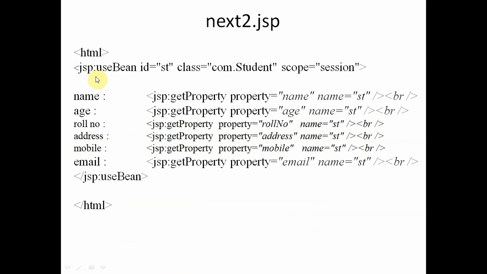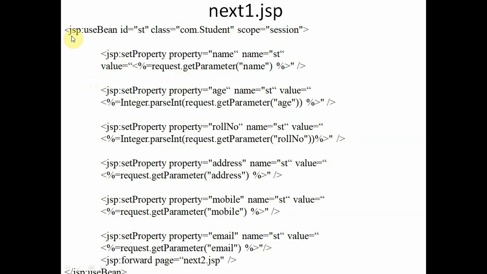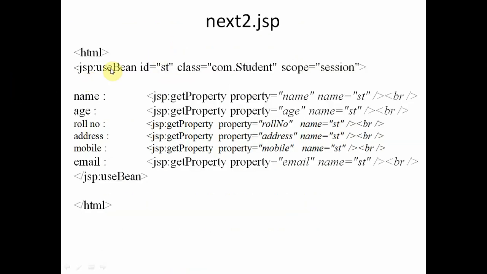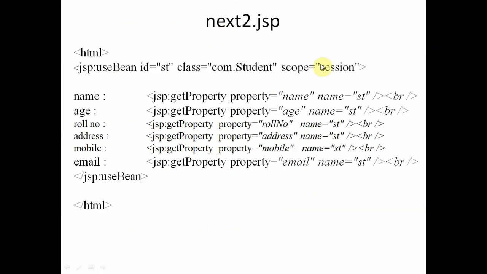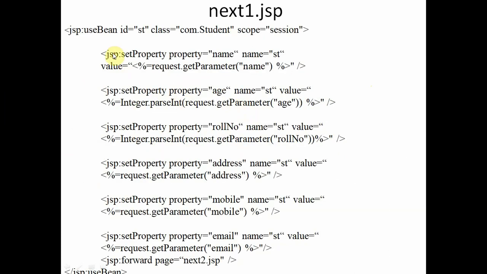Again in the first line we write here jsp colon use bean id. In the previous one we also wrote jsp colon use bean id equals to st. So the same statement is written here: jsp colon use bean id equals to st, class equals to com dot student. See, again class equals to com dot student is also written in next one dot JSP, and then scope equals to session, means we are using a session bean. So the object of the class is st. Now we will print all the variables' values: name, age, roll number, address, mobile, email. So we will use get property here, while in the previous one we used set property.